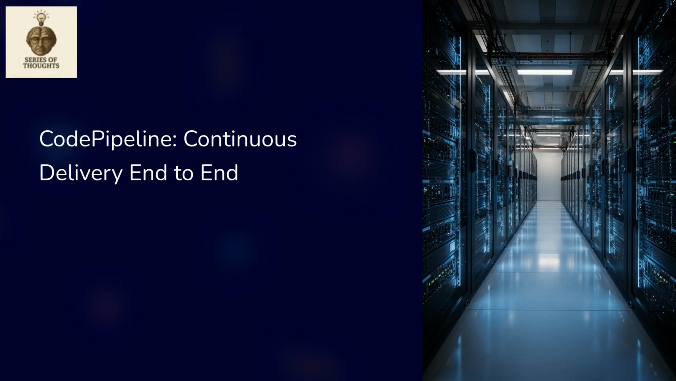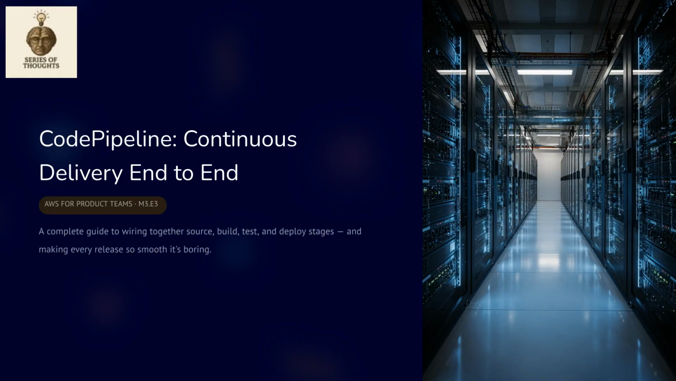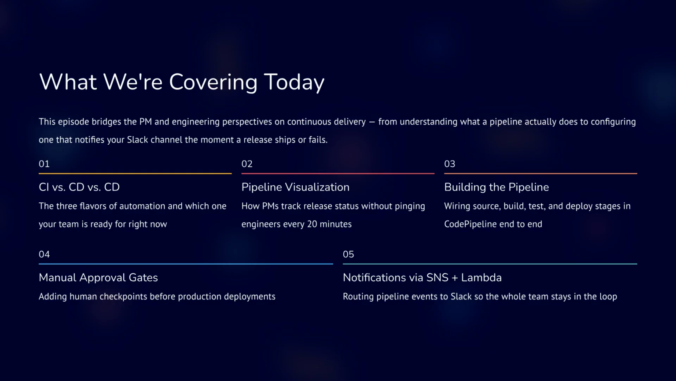Welcome to CodePipeline, continuous delivery end-to-end. We'll provide a complete guide to wiring together the stages of a pipeline, making every release predictable and smooth. This program is Module 3, Episode 3 of the AWS for Product Team series, brought to you by the Series of Thoughts team. In this video, we'll cover 5 main topics, including the different flavors of automation, how to visualize the pipeline, building the pipeline end-to-end, adding manual approval gates, and routing notifications to Slack.